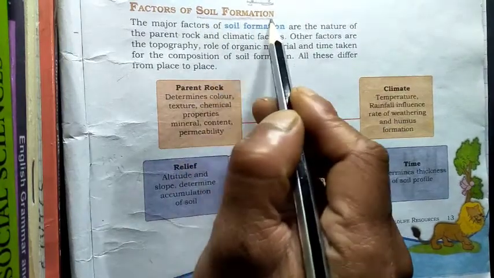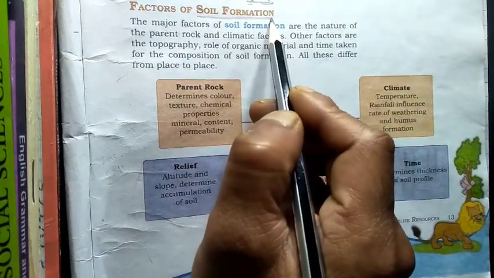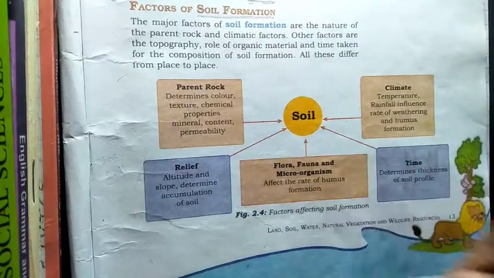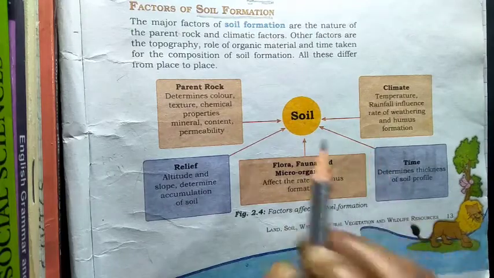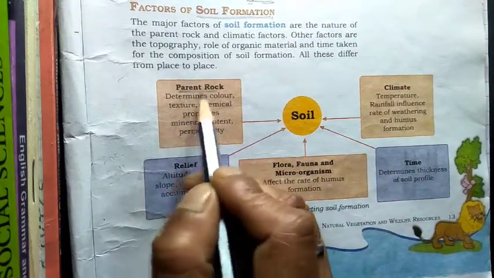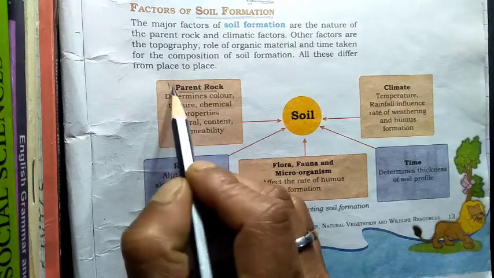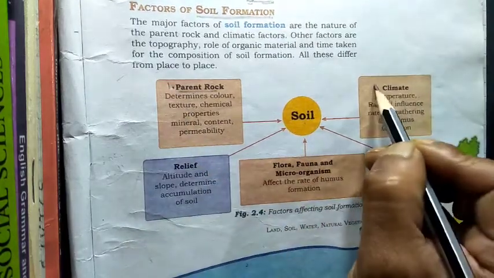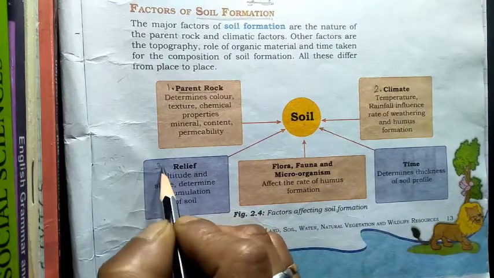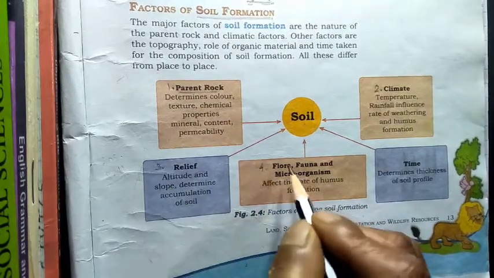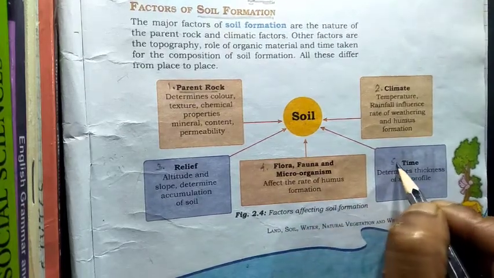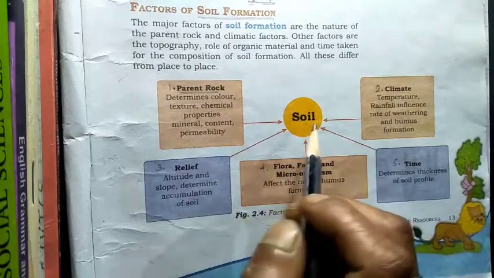You already learned the same thing in class 7 geography, how soil is formed. Here also it is given. So let's see once. Soil is mainly formed from the parent rock. The factors: the first factor is the parent rock. Second factor we can say is climate. Third factor is relief. Fourth factor is flora, fauna and microorganisms, and the last factor is time. Let's see how it is formed.